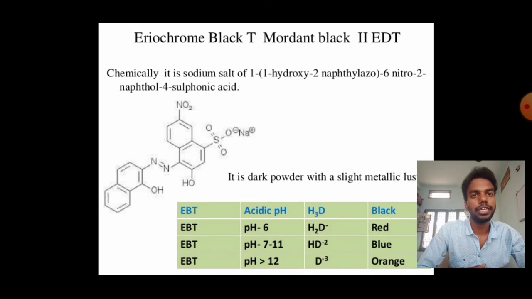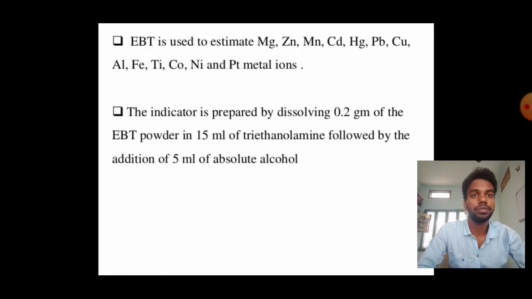While it reacts with the metal, they form the metal EBT complex. The metal EBT complex is wine red. So just add EBT to the metal solution and they form the metal indicator complex, which is wine red. When titrating with EDTA, EDTA replaces the indicator, forming the metal EDTA complex by separating out the indicator. The indicator color is blue. So at the end point you can observe blue color. Wine red to blue is your end point when you are using EBT as your indicator. EBT is used to estimate magnesium, zinc, manganese, cadmium, mercury, lead, copper, aluminum, iron, titanium, cobalt, nickel, and platinum. So most metal ions are estimated by this EBT indicator.